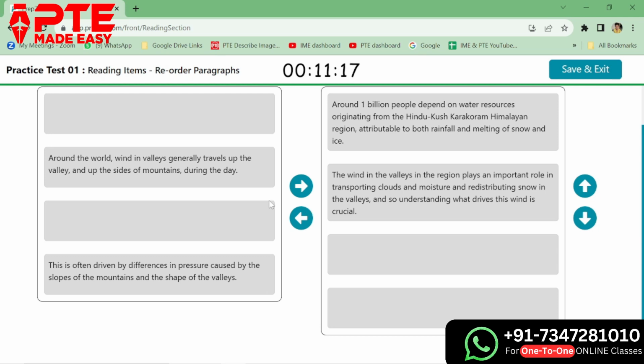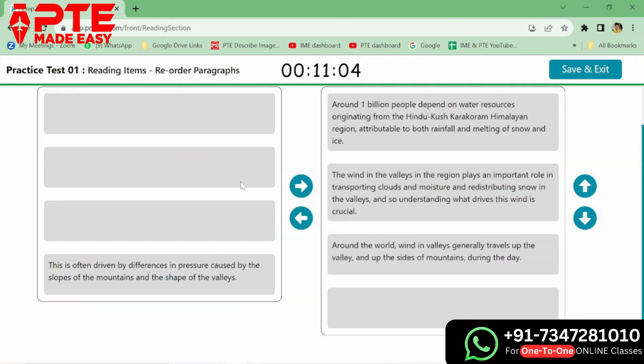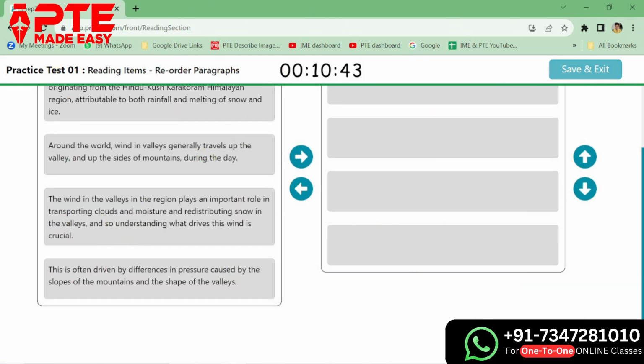Third sentence: around the world, wind in valleys generally travels up the valleys and up the sides of mountains during the day. So now they are explaining it. Don't waste a lot of time. Just try to understand what exactly they are saying and just rearrange it, reorder it. This is often driven by this. So at the last sentence, this is often driven by something, they are concluding. This is often driven by differences in pressure caused by slopes of the mountains and the shape of the valleys. So that's what will be the answer.